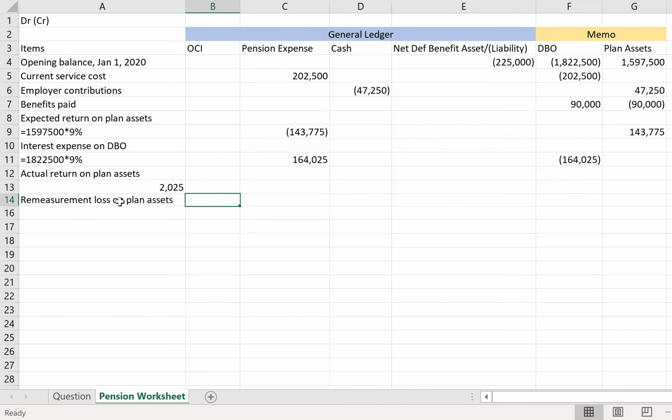OCI is a credit balance. It's part of shareholders' equity. So to decrease OCI, it's a loss, so it's bad. It's going to decrease our equity. So we need it to be a debit to decrease it. We're decreasing a credit balance, okay?